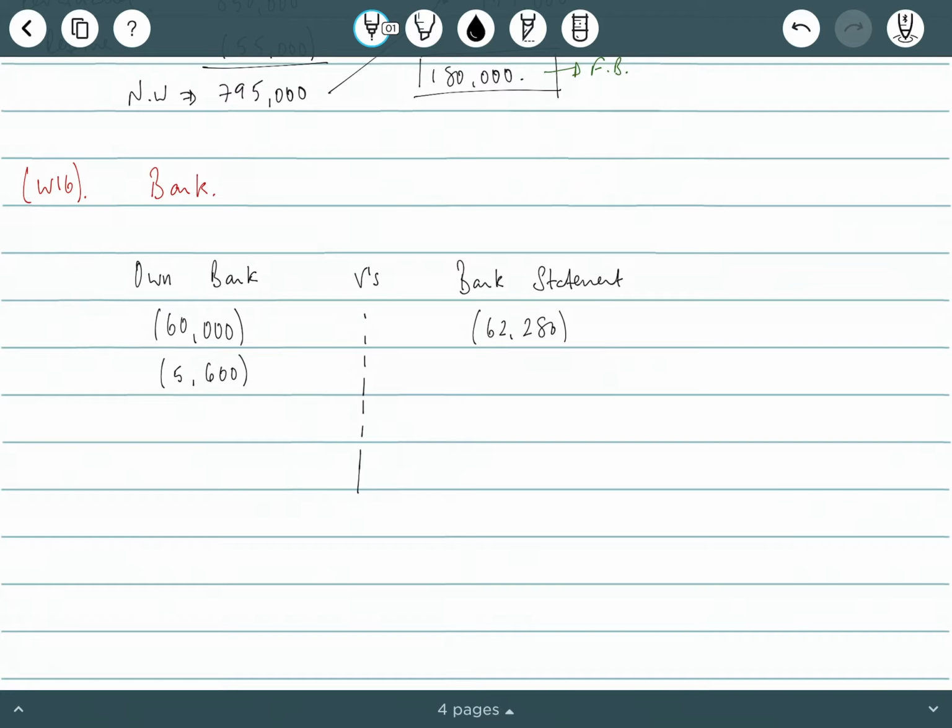But look at the next part of it. It says this debtor has been declared bankrupt, but they've made a credit transfer, which we are unaware of, of 30 cents for every euro owed. So they owe us 5,600. So multiply that by 30%, and it gives us 1,680. So that's going to reduce our overdraft.